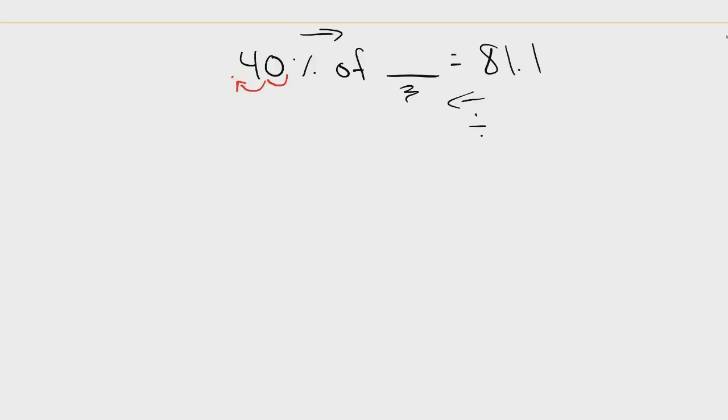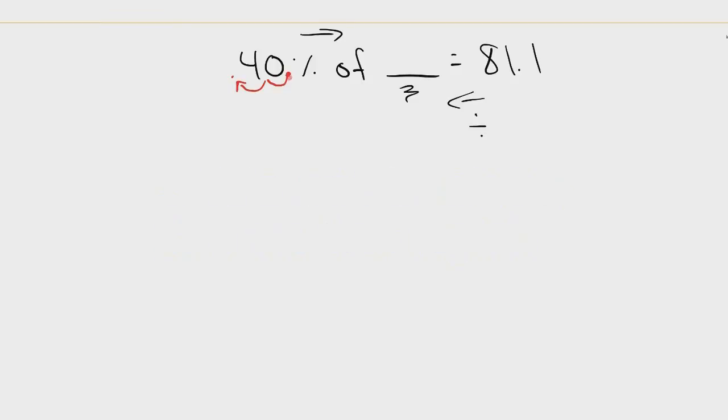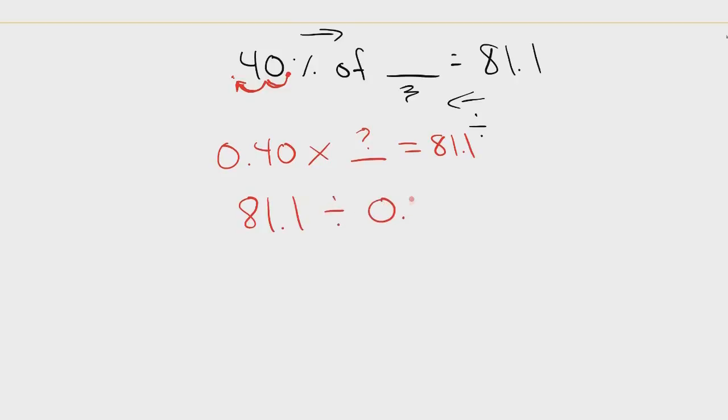By the way, if the decimal's not in sight, it's on the right. That's how I know it's here. Very simple to remember. So I'm going to move it 2 spaces to the left to change it into a decimal. So I end up with 0.40 of is times unknown number equals 81.1. Well, I can't work forward because I'm missing this number. So I'm going to work backwards. And I'm going to say 81.1 divided by 0.40 equals an unknown number. So this is a division problem.